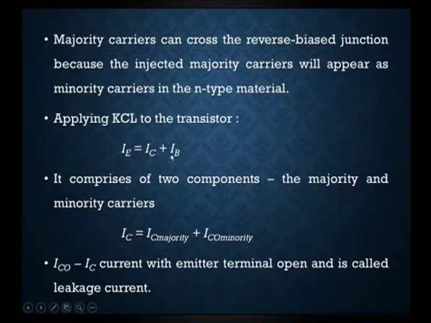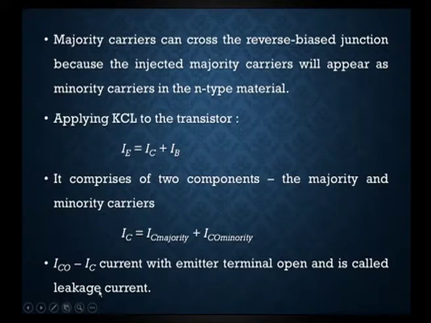So, applying KCL to the transistor, the formula we get is IE = IC + IB, that is, the emitter current is always equal to the sum of the collector current and the base current. And also, while studying the operation, we come to know that the collector current consists of two components: IC majority, the current due to the majority carriers, and also the current due to the minority carriers. This forms the collector current. And also ICO, that is, the collector current with the emitter terminal open, is called the leakage current.